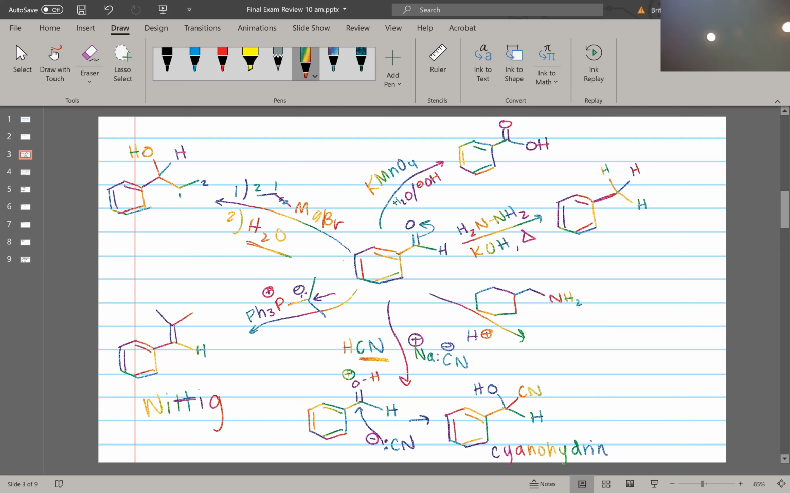This is from the same part of the chapter when we first learned about Wolff-Kishner. We didn't immediately go into making hydrazones necessarily, but this is very similar. Does it create an amine? Yeah. So when you see an aldehyde or a ketone and a primary amine, you should immediately think imine.